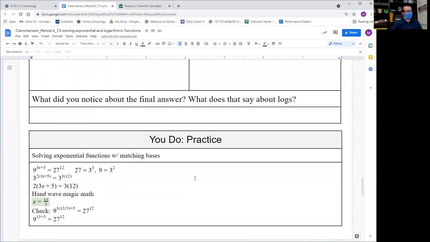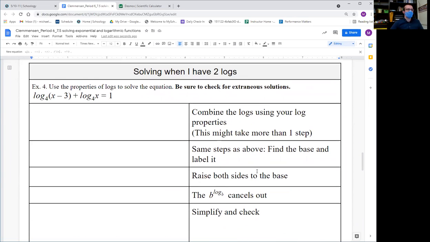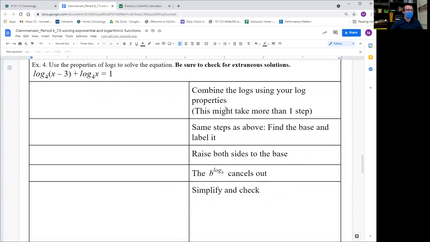We have one last problem that we're going to do. That's solving when I have 2 logs. It's actually the same process as the one above. The only difference is this first step right here, where I have to combine my 2 logs. To do that, they have to have the common base, and then I check whichever property I'm going to use. Since there's a plus sign in between, I'm going to multiply these 2 together. So I end up with addition becomes multiplication in 1 log: x minus 3 times x.